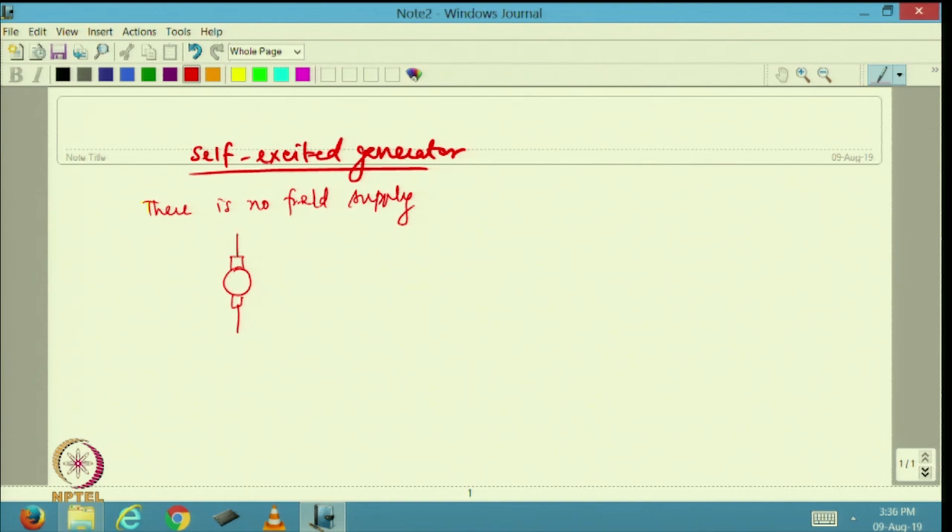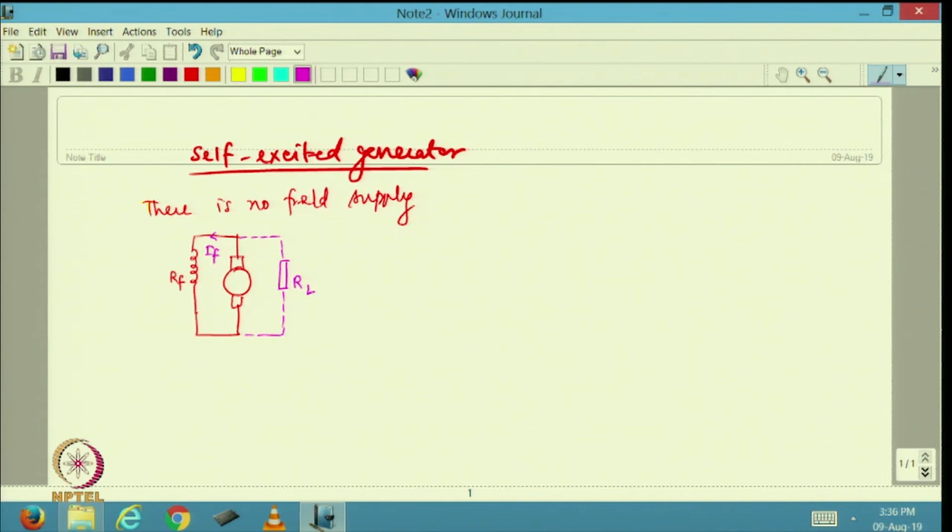So, what I am trying to say is, let us say this is my generator, here is the field. I am going to call this RF. I am going to have the field current flowing through this. Now, if I want to connect a load, I can definitely connect a load here, but I would prefer to connect the load a little later.